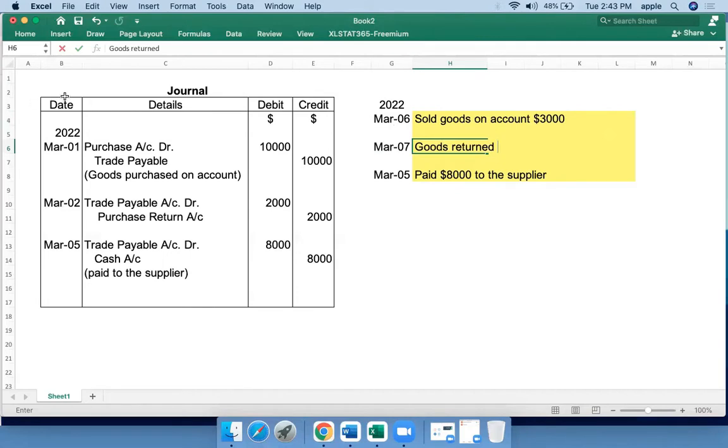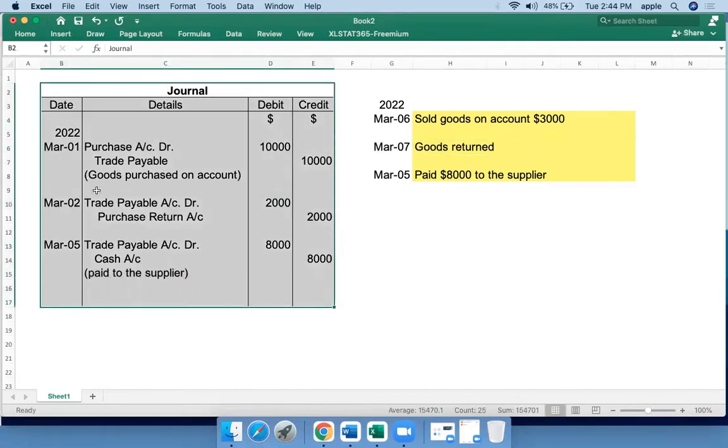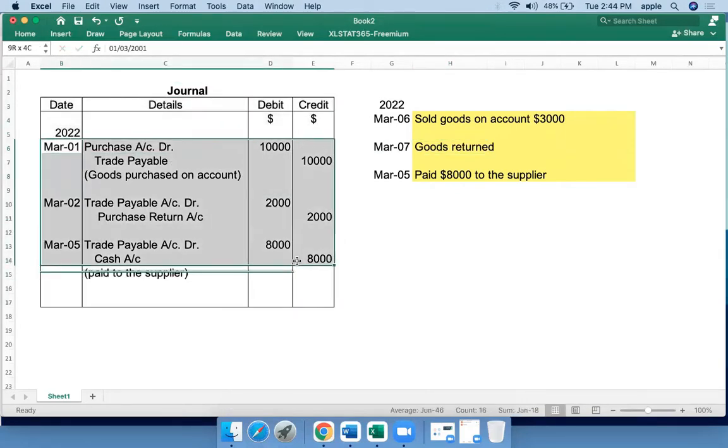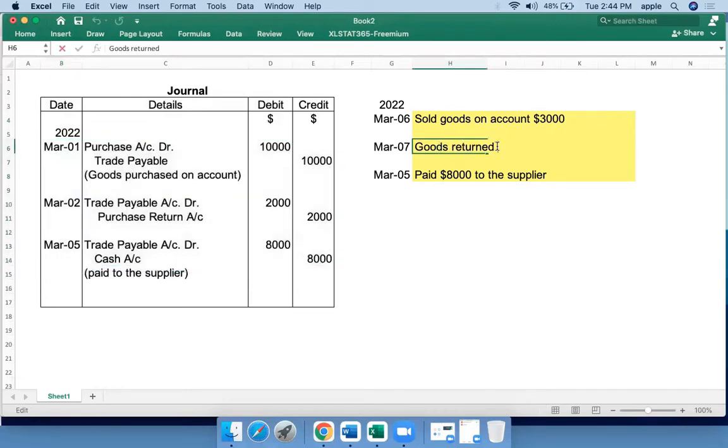In your notebook, you will draw this format of journal, and then you are supposed to pass journal entries. So goods returned by the customer.